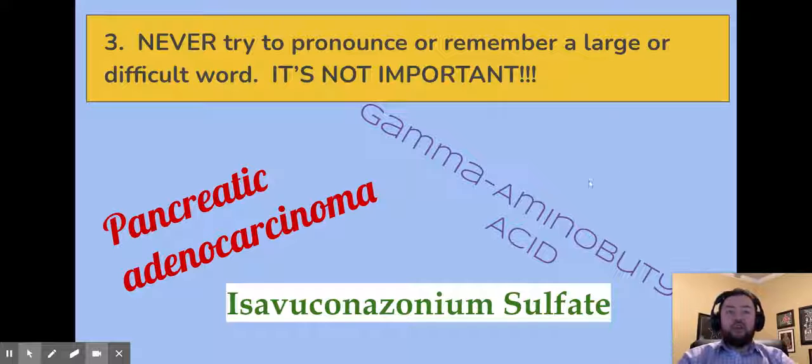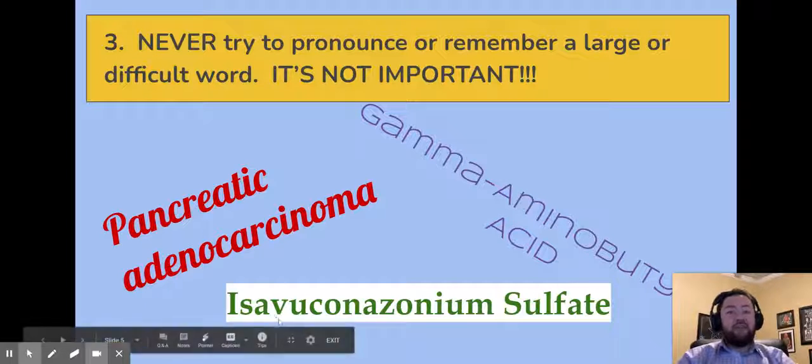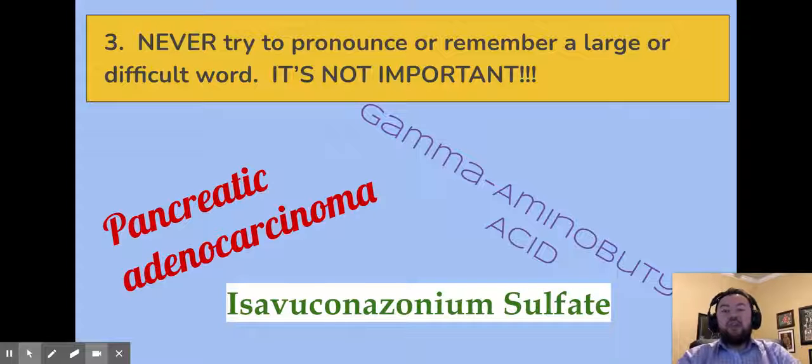For example, there's no reason that you need to be able to say the word pancreatic adenocarcinoma. It's not important. Or gamma aminobutyric acid, or my favorite one, isobucona sodium sulfate. I can't even say that. Call it the I word. Call it the G word. Call it the P word. If you're lucky, there's one on there, and then you just called it the F word. But don't get hung up on trying to say those words.